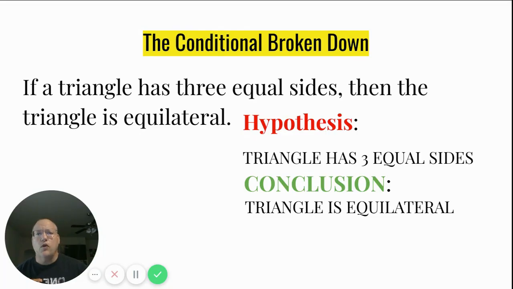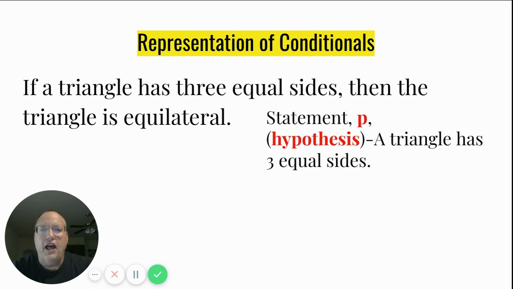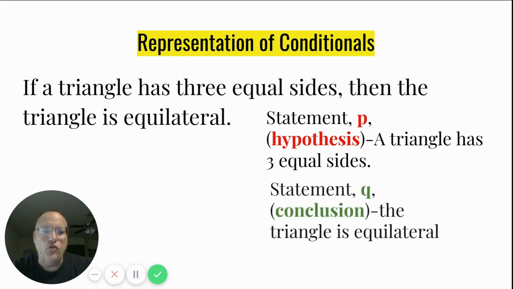Now, if you want to represent this conditional, but you don't want to write all those words out, you want to be done with basically three characters because you don't feel like typing out all those words over and over again, well, we can represent conditionals just like I showed you how we could represent statements in a previous video. We can represent conditionals in a very similar format. What's important here is that you remember what the important pieces are. The statement P, which is the hypothesis, can be a triangle has three equal sides. The statement Q can be the conclusion.